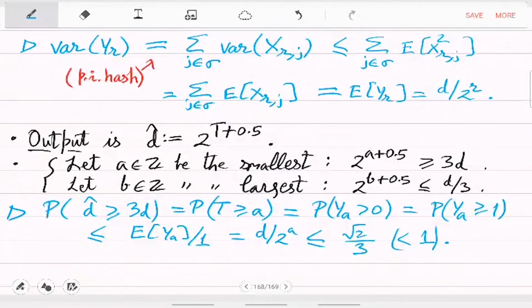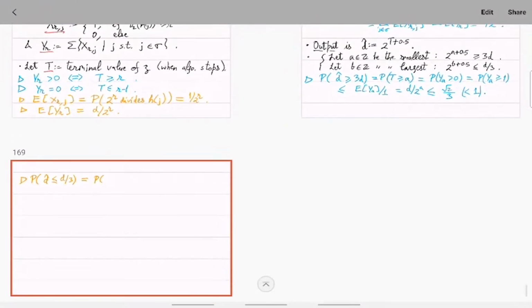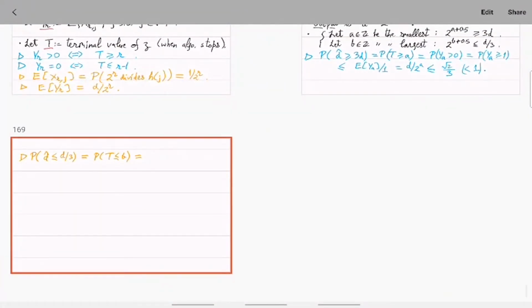And similarly, we can do the other part. So, the probability that d hat is less than or equal to d by 3, right. This is the probability that d hat is less than or equal to d by 3, which means that t is less than or equal to b. Which means, the way we defined y, that y b plus 1 is 0.